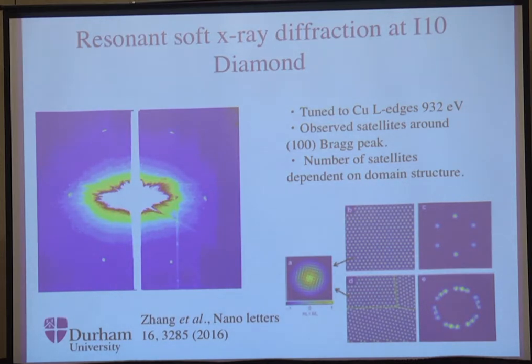It only has intensity when you go close to an absorption edge. And that's because of the scattering going complex and having real and imaginary terms. But at all other wavelengths, there is no Bragg peak there.